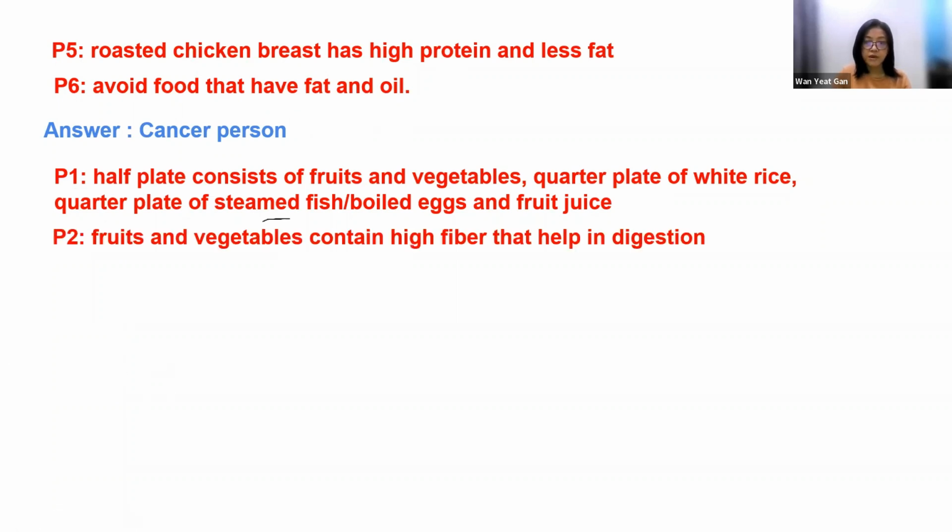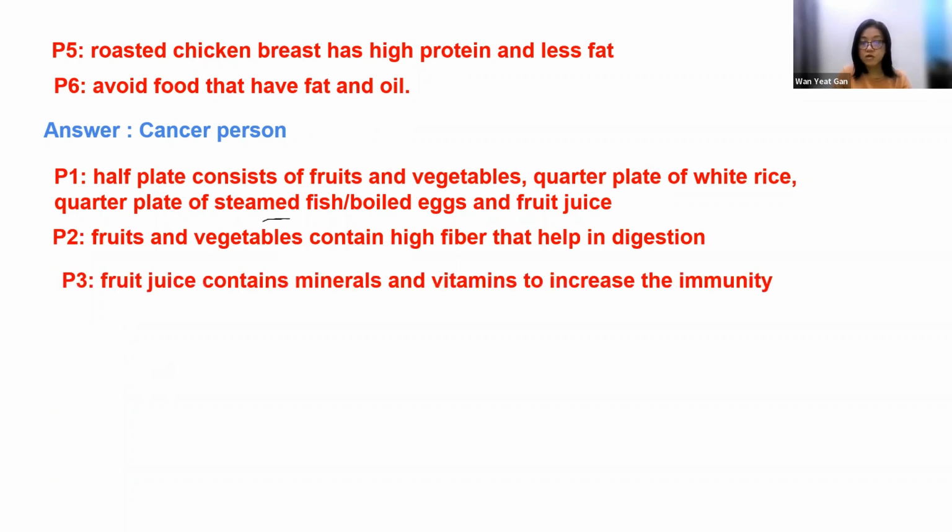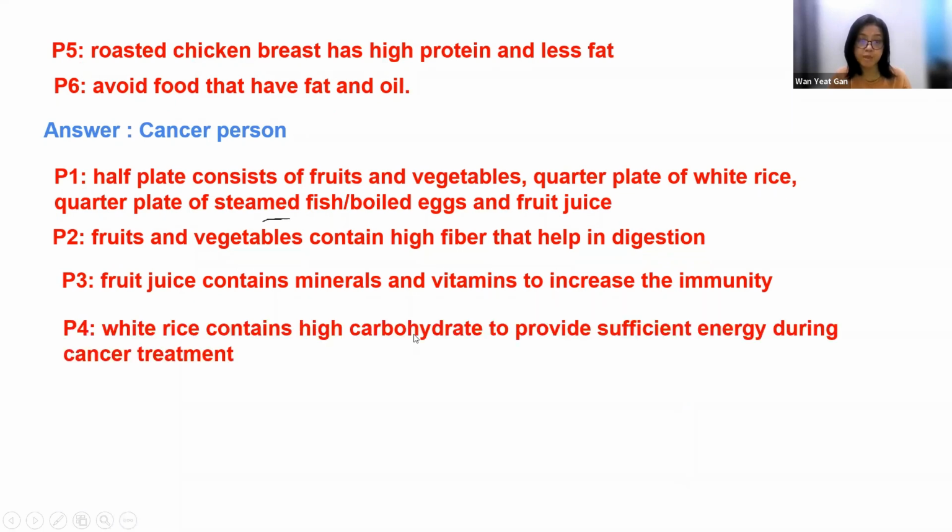So again, the fruit and vegetable contain high fiber that will help in digestion. Fruit juice will contain all the minerals and vitamins that are required to increase his immunity. When a cancer patient goes through chemotherapy or radiotherapy, his immune system may be weakened. So if he drinks and eats a lot of minerals and vitamins, that will help to increase his immunity.